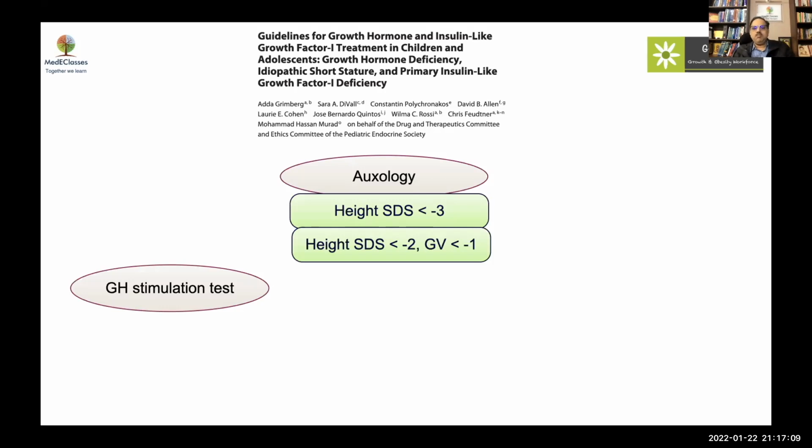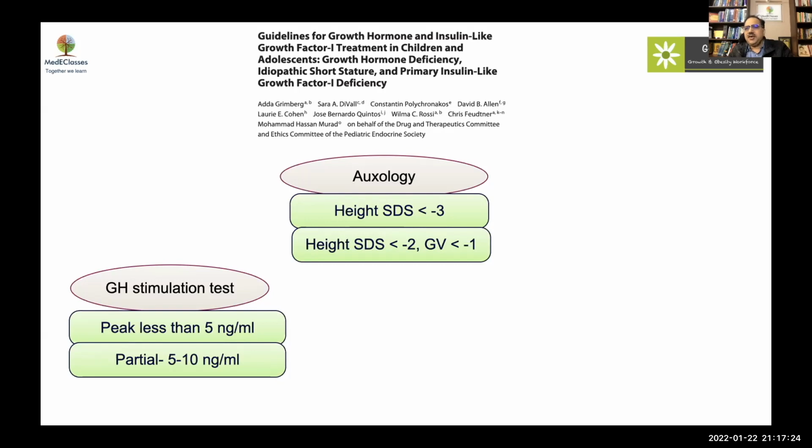So we all know that growth hormone is a pulsatile hormone. We cannot use a single basal growth hormone. It has to be a dynamic test, either a clonidine or an insulin, and levels which are less than 5 are diagnostic. Between 5 to 10 nanogram per ml are considered to be partial GHD according to them.